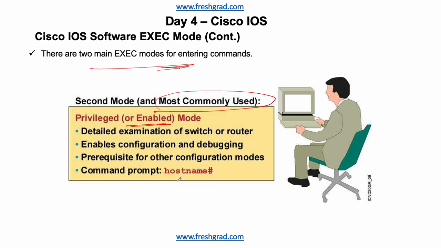In this command mode, you will see the pound key, this hash. When you see this, that means you are in privilege mode or enable mode. So that means you can change any configuration, right? You can change the configuration, view it, and save it. And it is also password protected for security.